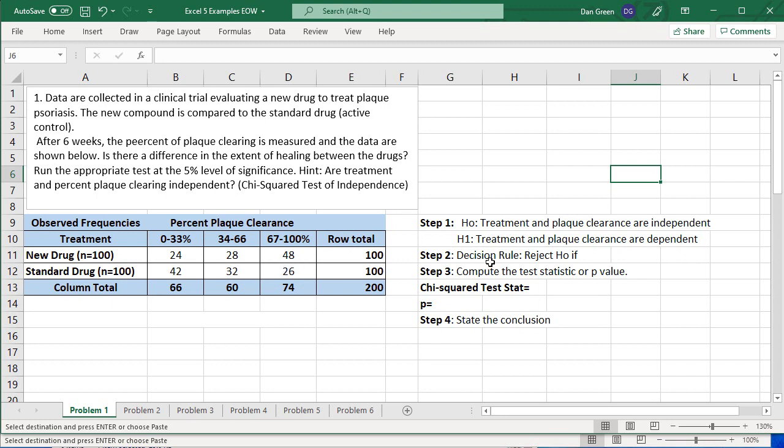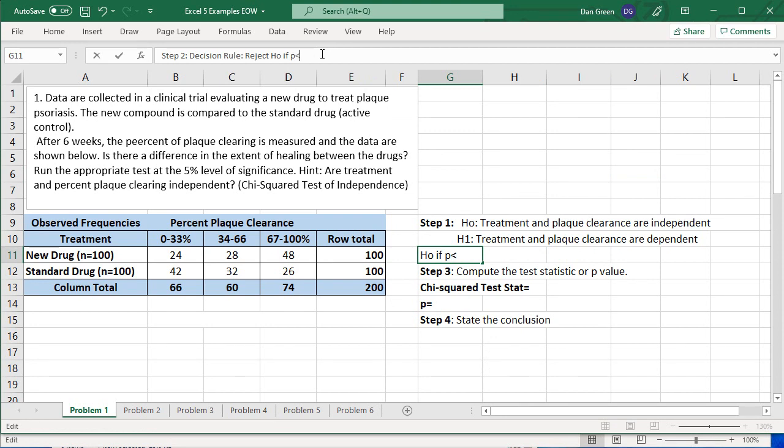So our decision rule is the next step. We are going to reject the null hypothesis if this sample evidence is too extreme to be due to chance at the 5% level of significance. So that's going to happen if our p-value is less than 0.05. So we're going to reject if p is less than 0.05. Go ahead and compute our test statistic. So we will use the Excel online workbook to do that.